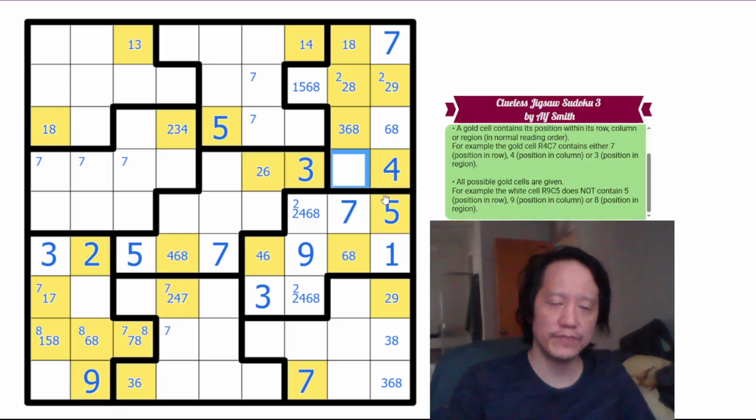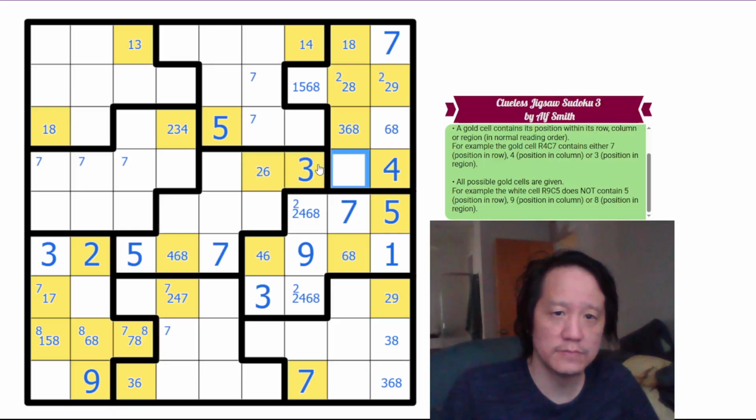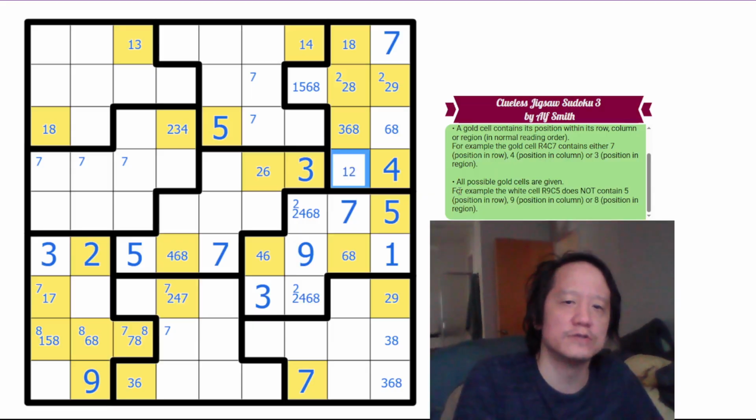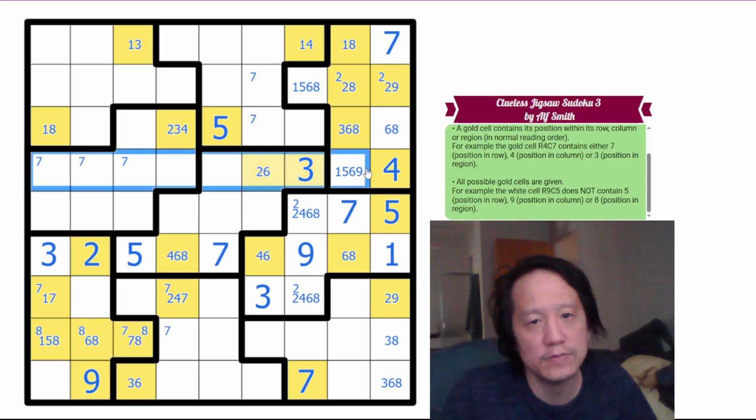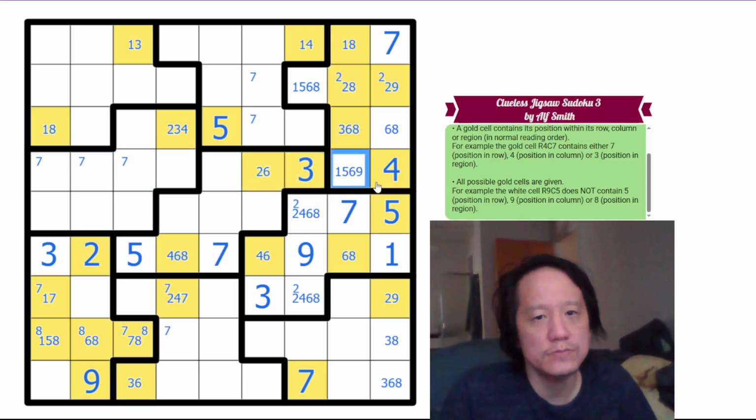This cell can't be 4 or 7 or 3. So 1, 2. 2 can't work because we are guaranteed one of these is a 2 in that region. No 3, 4. 5, 6. No 7. It could be 8 or 9, but it can't be 8 because it's in the 8th column. 1, 2, 3, 4, 5, 6, 7, 8, 9.